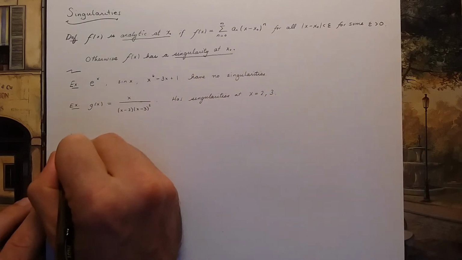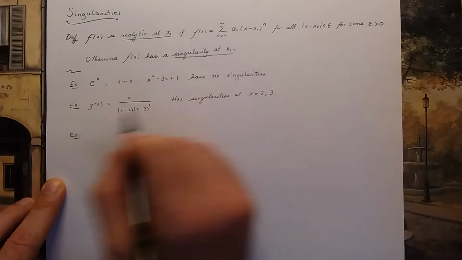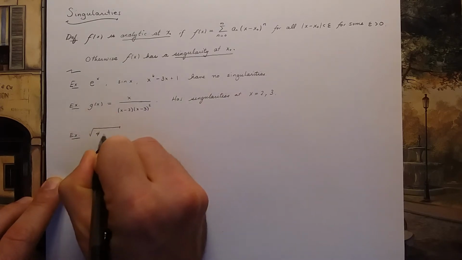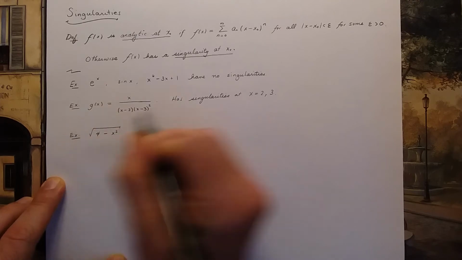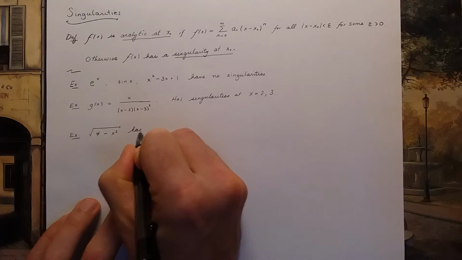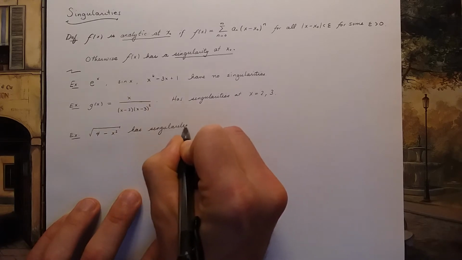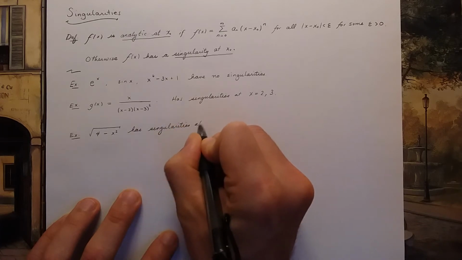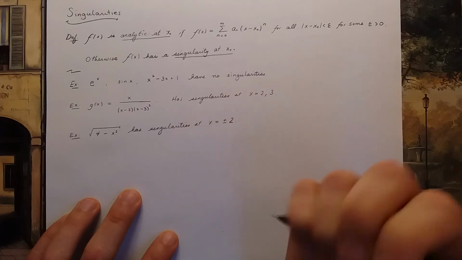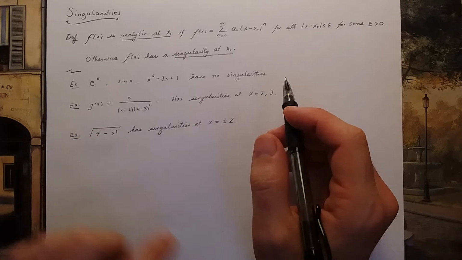Let me do another example. You could also have a singularity when you have a 0 in a square root. So if I look at the square root of 4 minus x squared, this has singularities at x equals plus or minus 2. Those are when I have issues with a 0 in the square root.